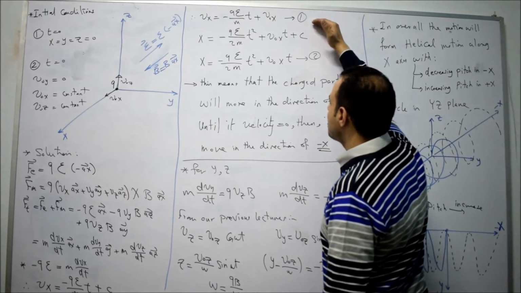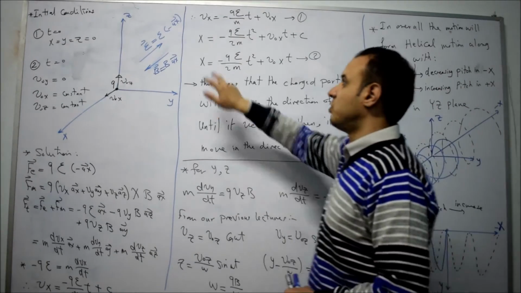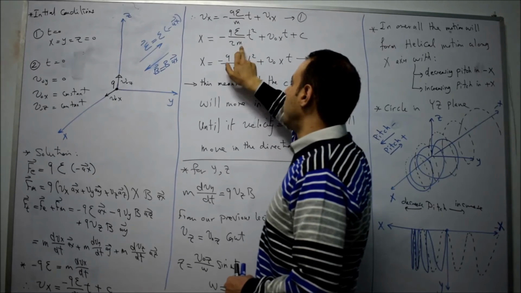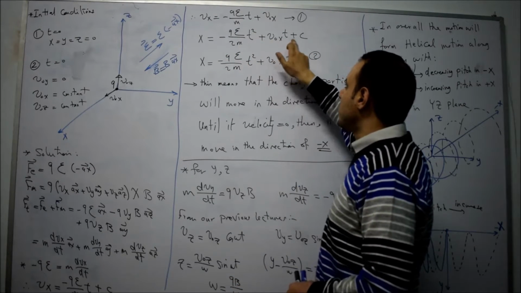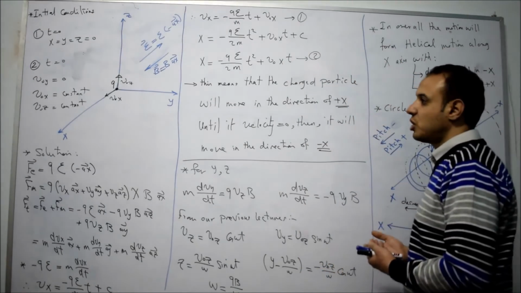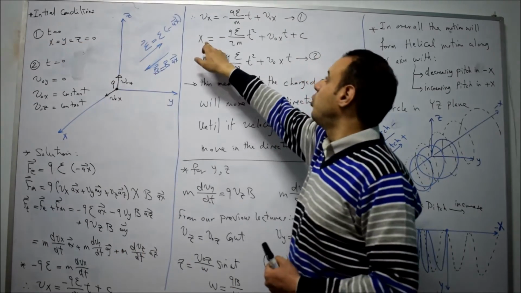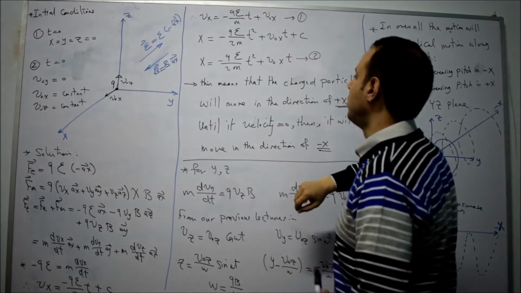Integrating this equation will result in the displacement in x direction. So the integration of vx is x, the integration of this term is t squared over 2, the integration of this constant is v naught x t plus some constant. Also from the initial condition, at t equal to 0, x equal to 0. So 0 equals minus 0 plus 0 plus c, so c is equal to 0.